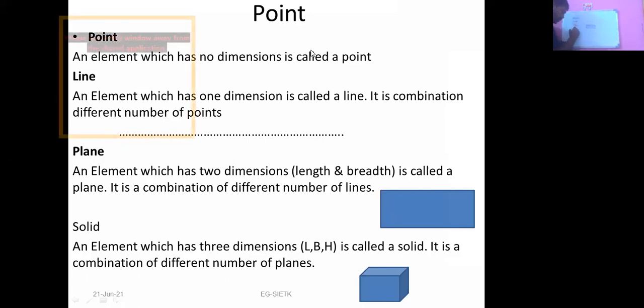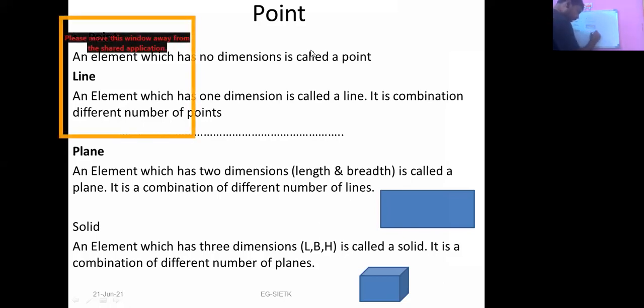Now, I'm going to talk about the solid. When I'm considering the solid, I'm going to say it is a combination of different planes. The combination is called a solid. If I keep different numbers of planes one by one, I'm going to get a solid.